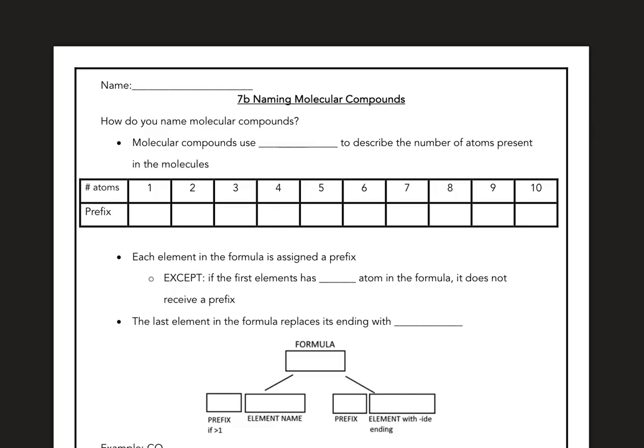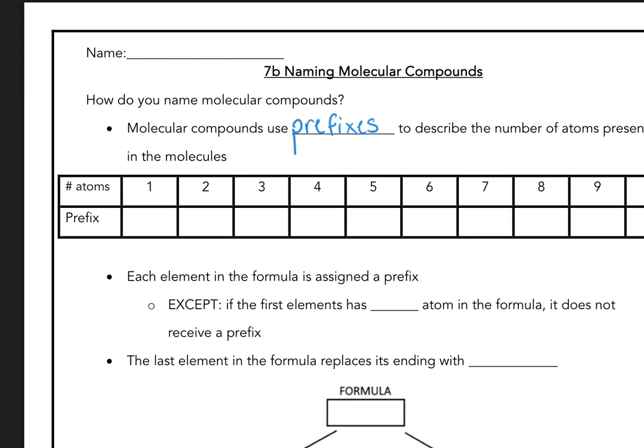So molecular compounds I find are the easier compound to name. They use prefixes to describe the number of atoms in a molecule, which means instead of having to look at charges and do the math and figure out how many of each, you literally just have to either know the prefix to make the name or be able to read the prefix from the name and transfer it as a number.